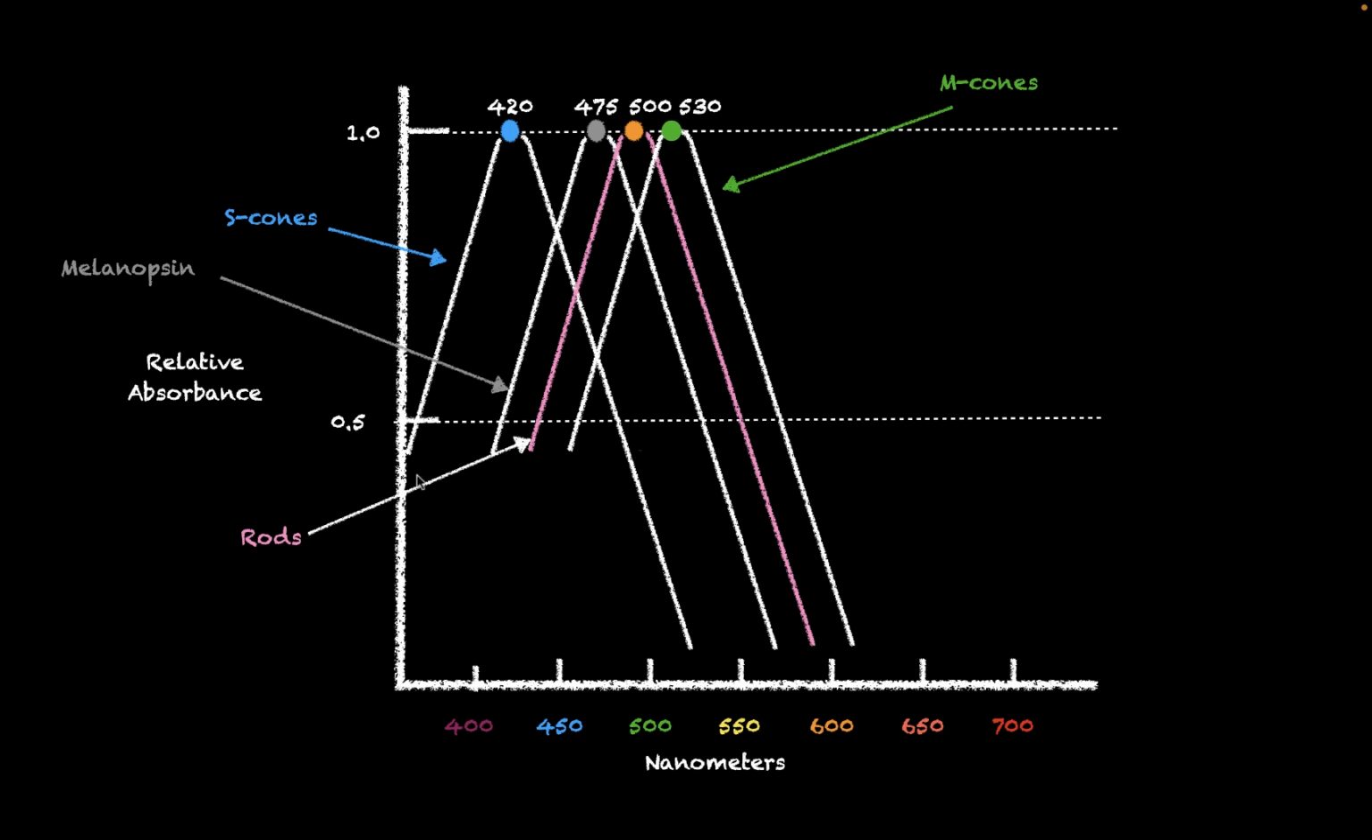The last absorbance spectrum is this one. It has a peak absorbance equal to around 560 nanometers, which is within the yellow to red region, and this is going to belong to the L cones. So these are the absorbance spectra for all of our rods and cone cells in our retina. The main point that I want you to remember here is that even though each of these photoreceptor cells has a peak absorbance, all of them can absorb light from a wide range of wavelengths.